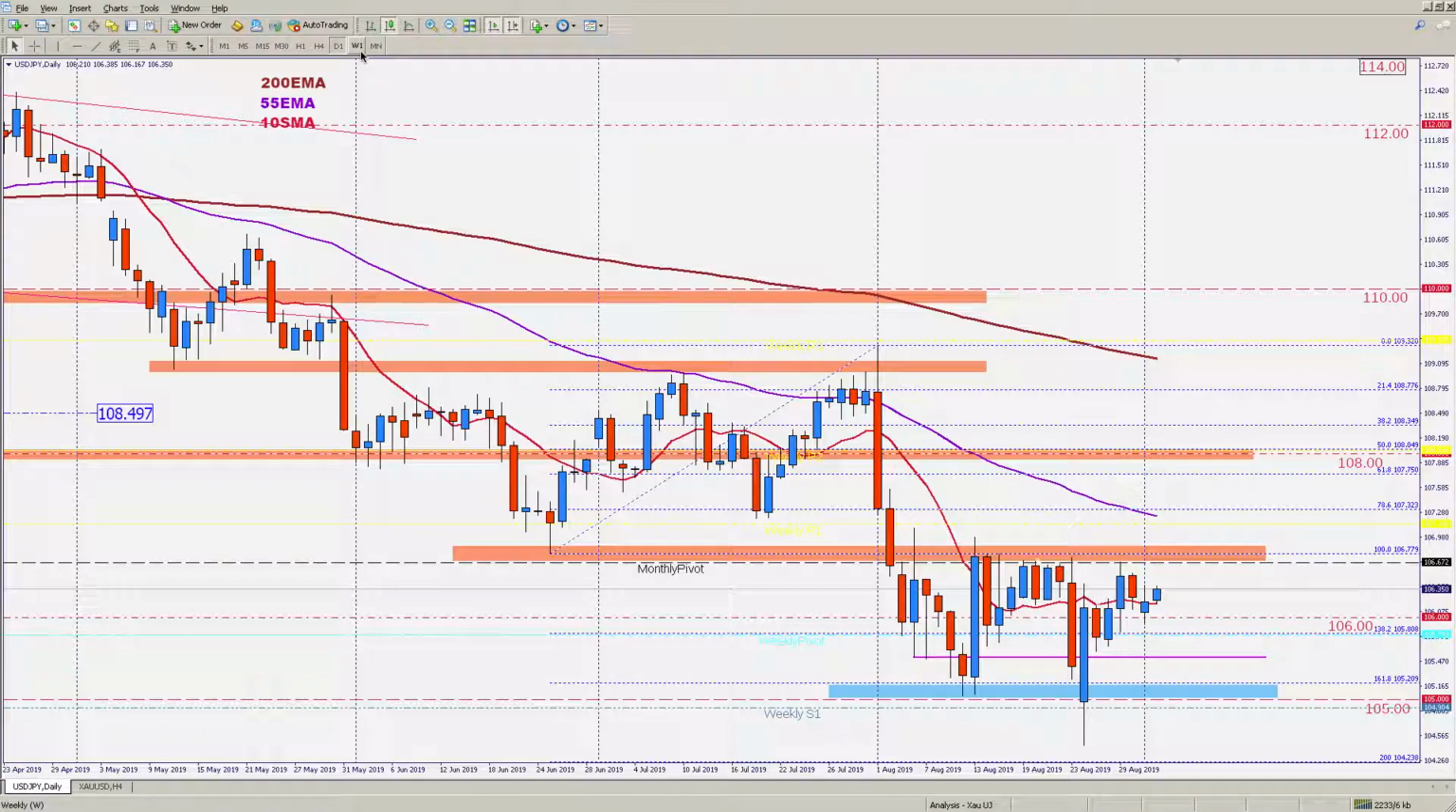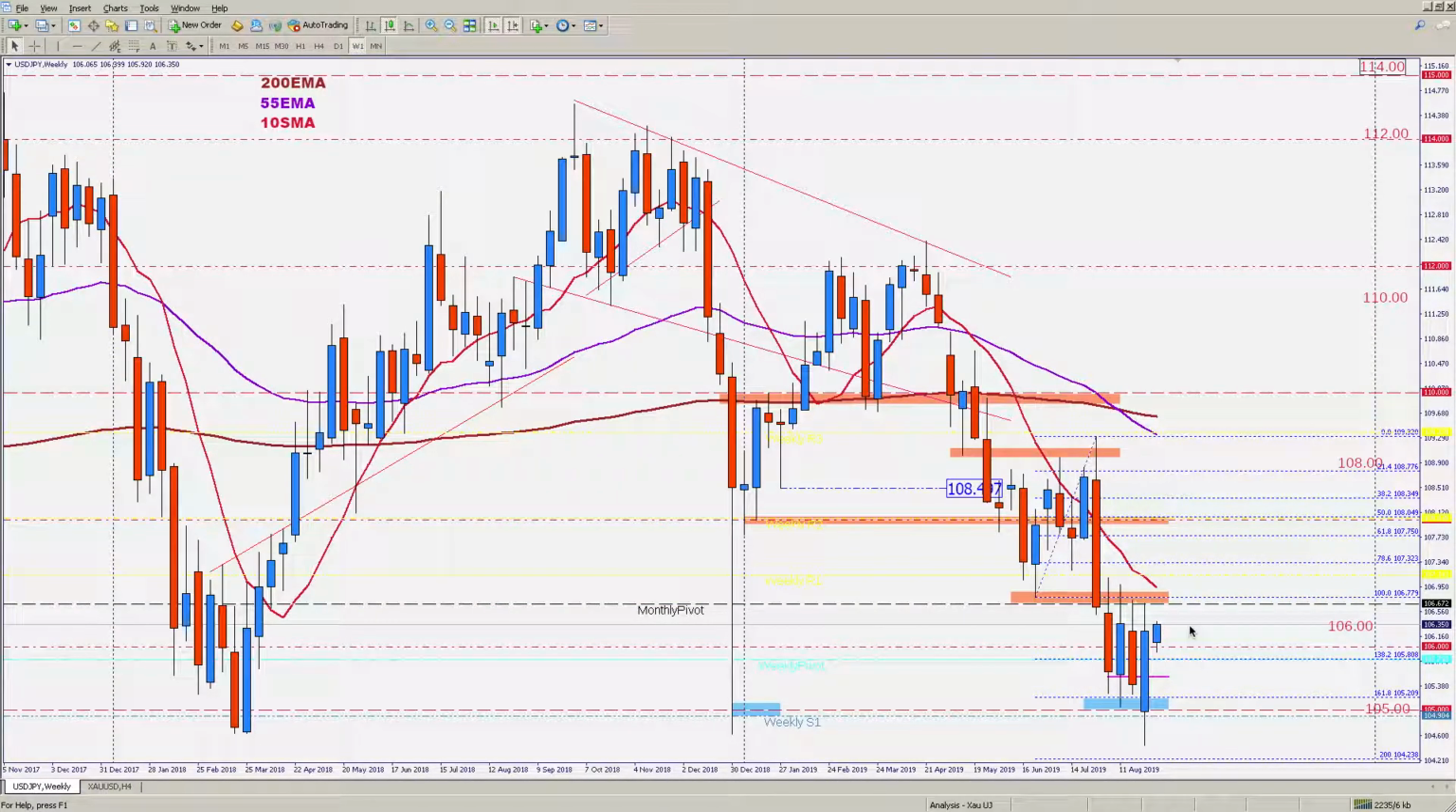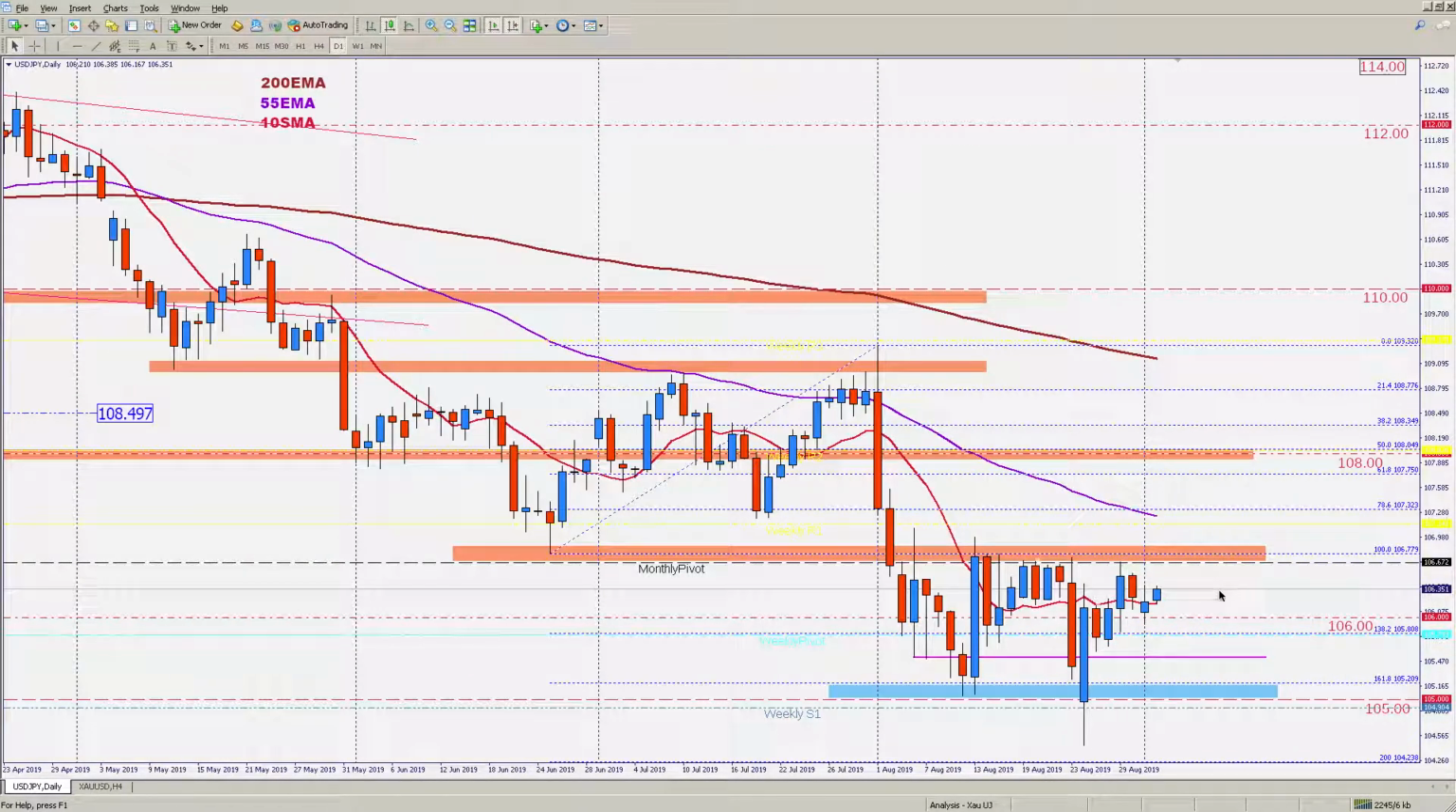The weekly chart, it was a very bullish close last week, so it's now trying to retest that high of last week right at the monthly pivot. However, it will probably not be able to break it until this non-farm payroll report comes out on Friday.